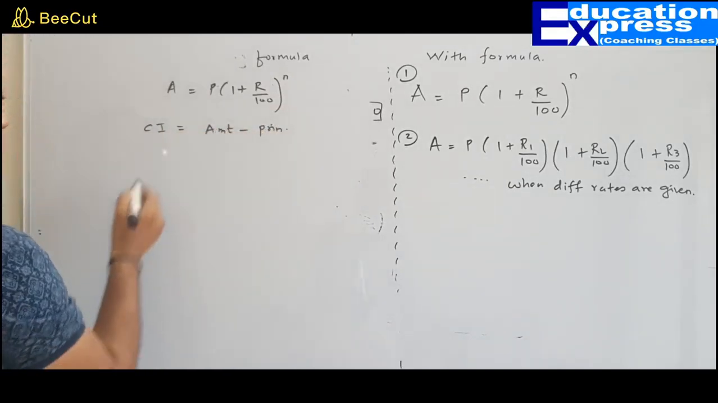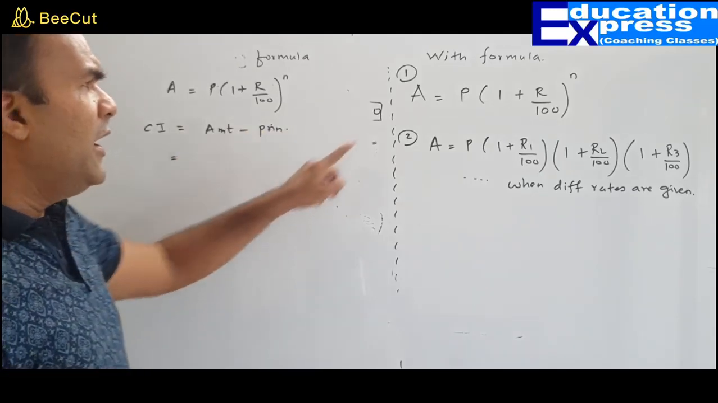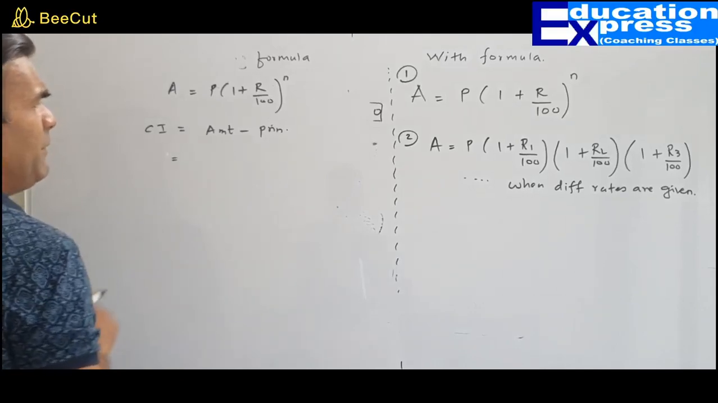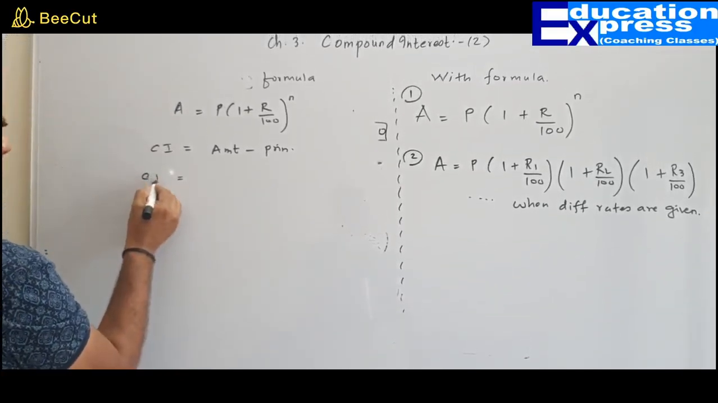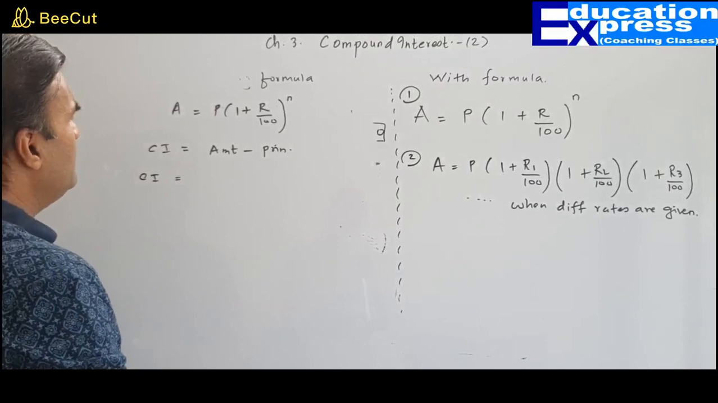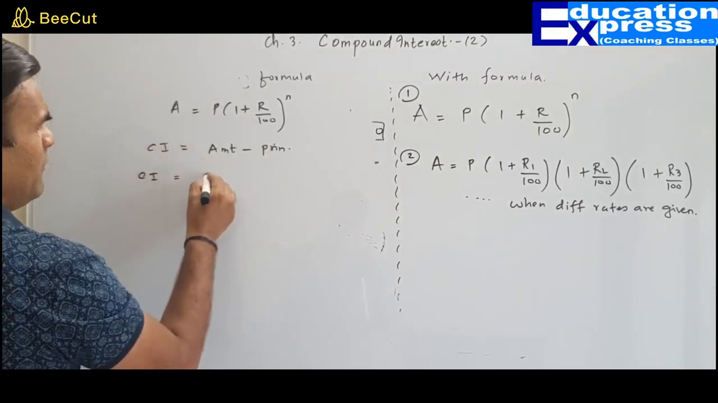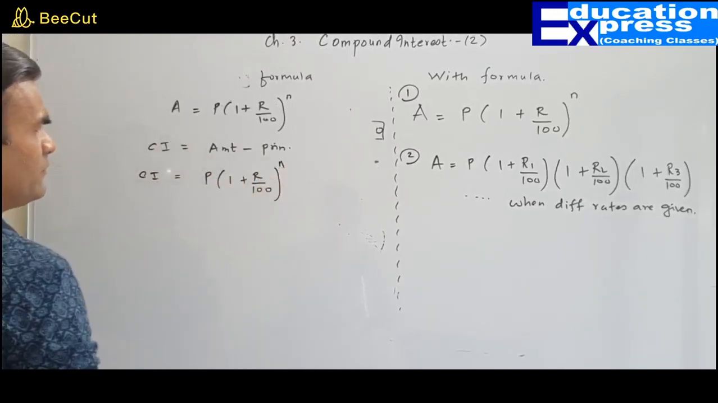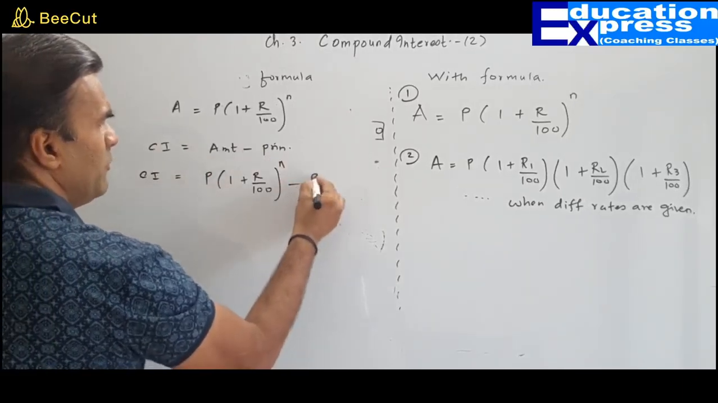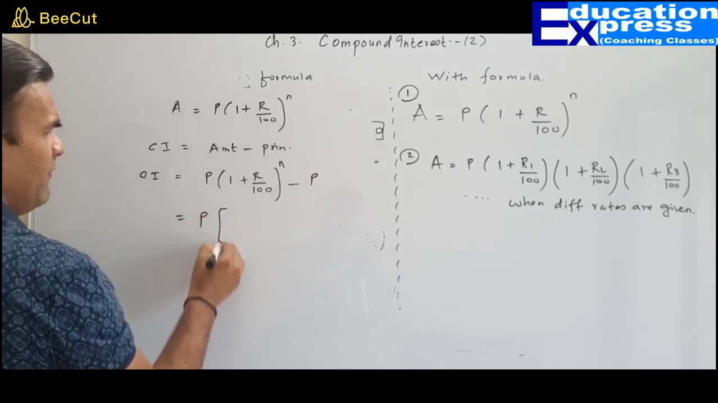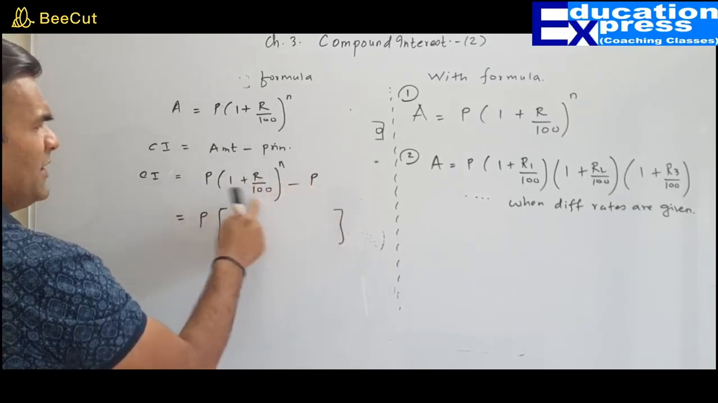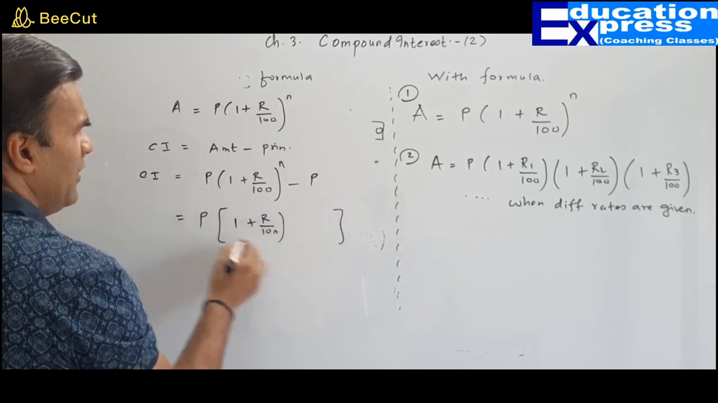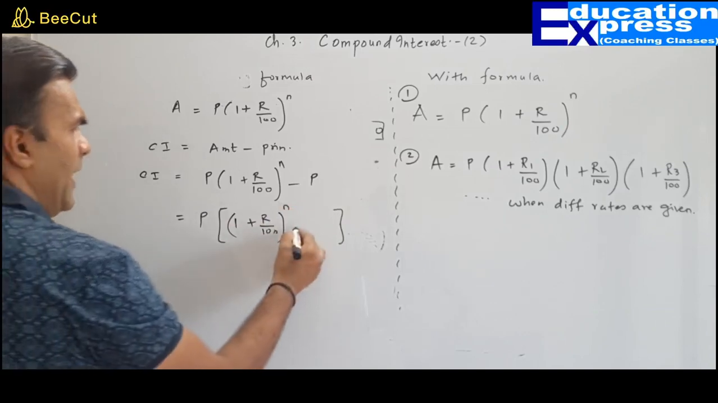So what do many people do? Instead of finding the amount, as you know, I found the amount and then subtracted the principal. Many people directly apply the formula for CI. So what will be the direct formula? They substitute amount as P into 1 plus R upon 100 raised to n, minus principal P, and then they take P common. If you take P common, what is left? P is out, so 1 plus R upon 100 raised to n minus 1.